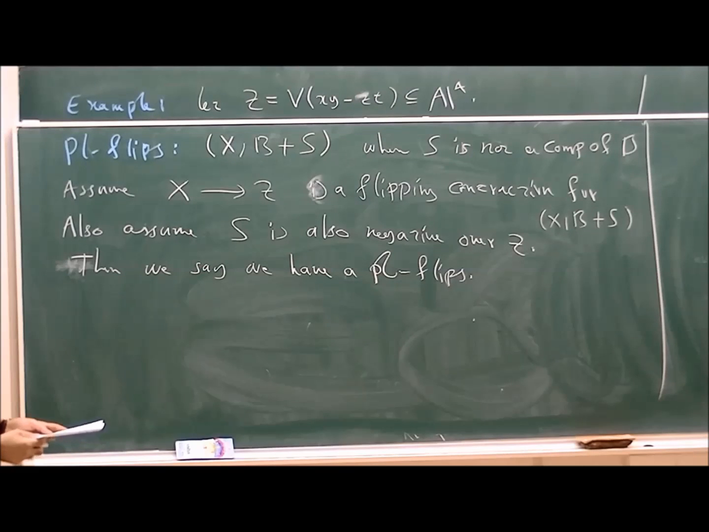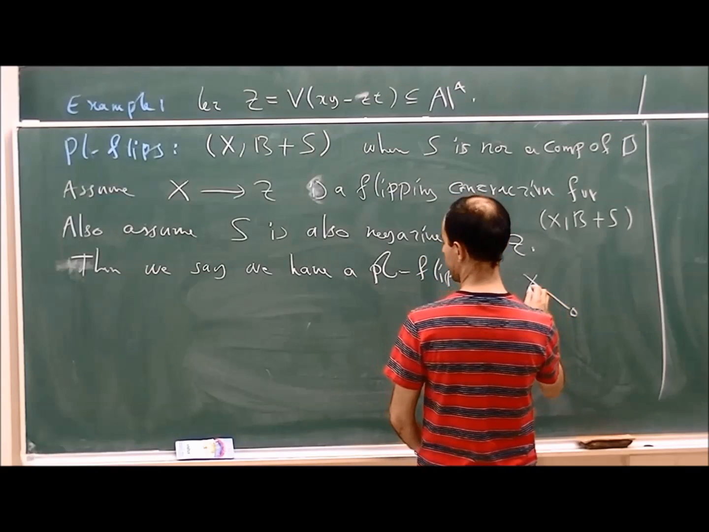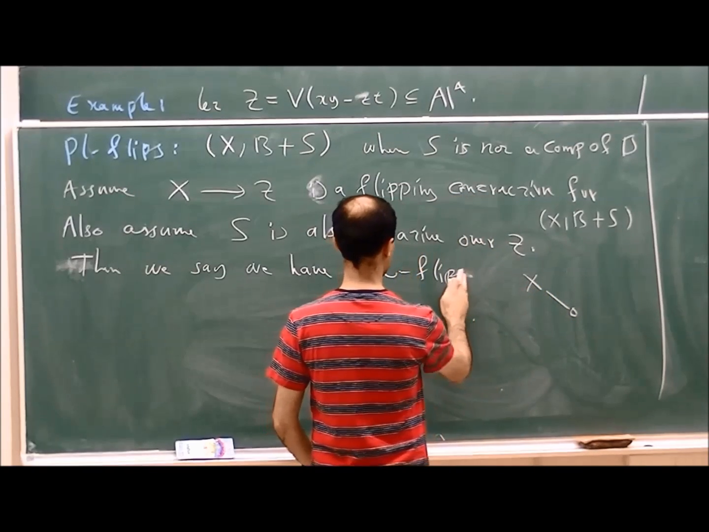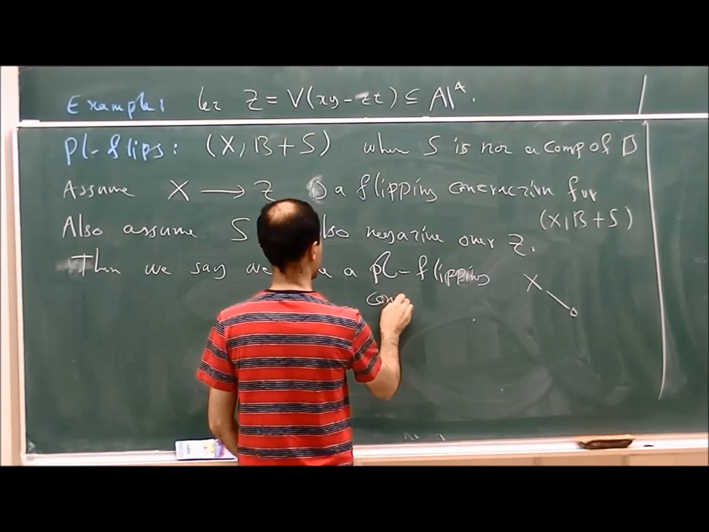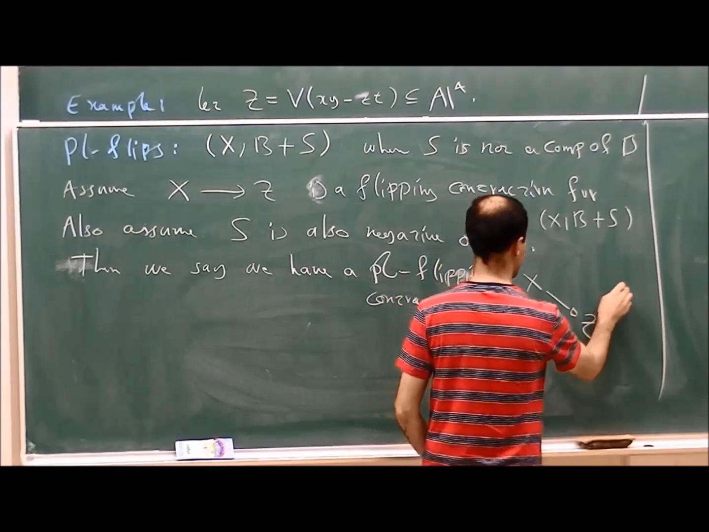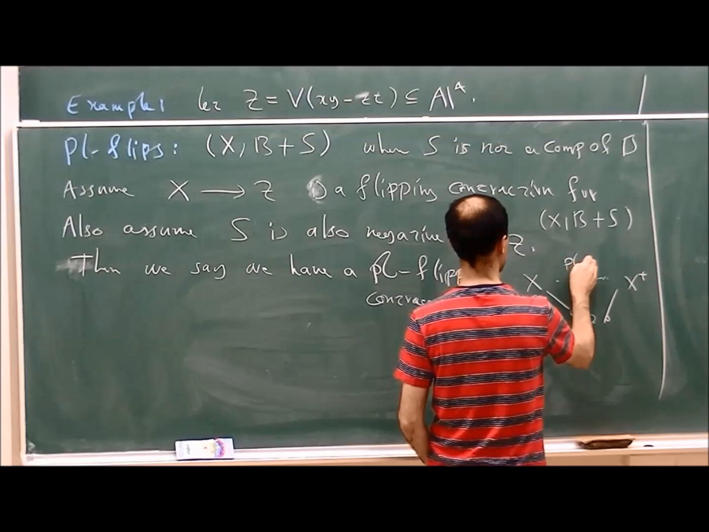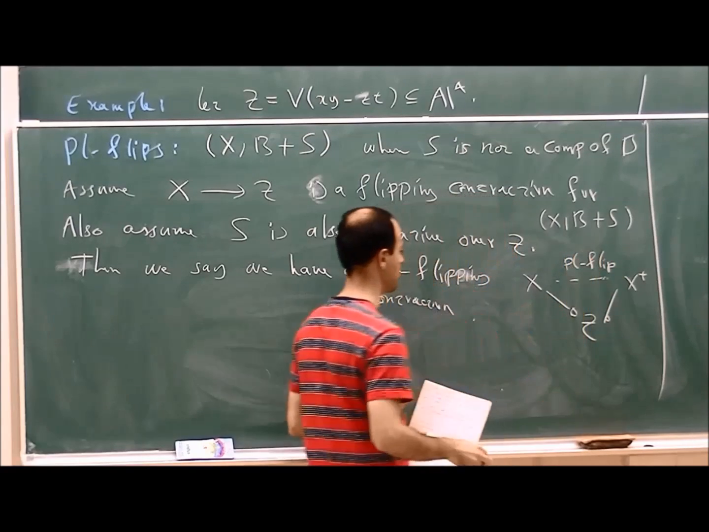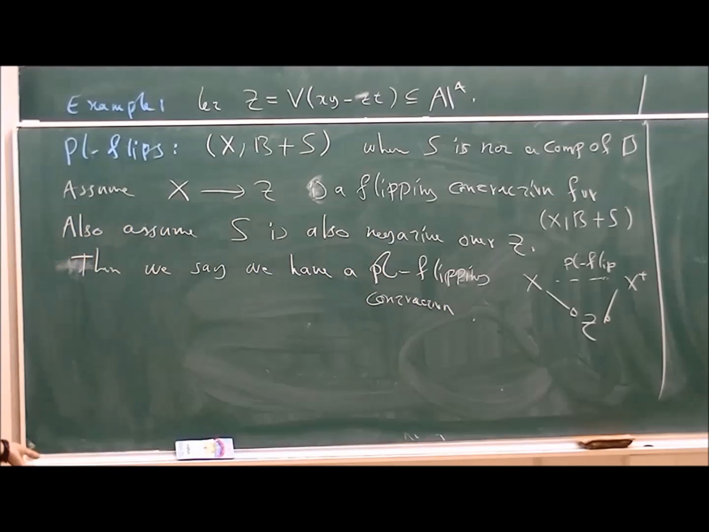You have a PL flipping contraction. Yeah, so in this case we have X to Z, and then we have a PL flipping contraction, and then for the whole thing, we call it a PL flip if it exists. But if it doesn't exist, we just say it's a PL flipping contraction.